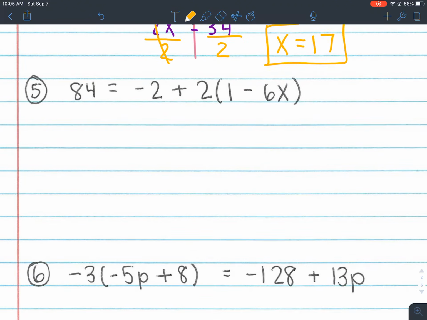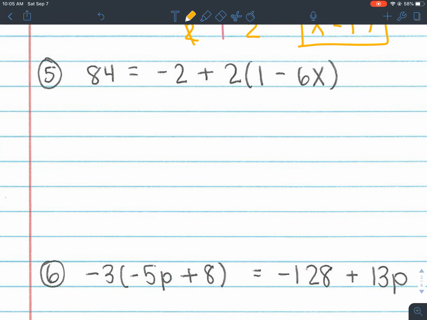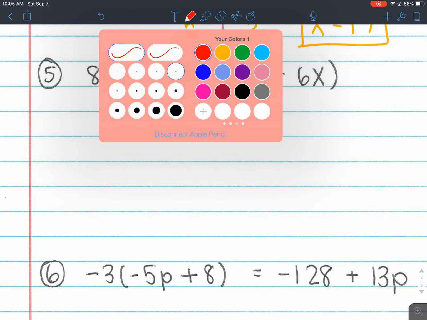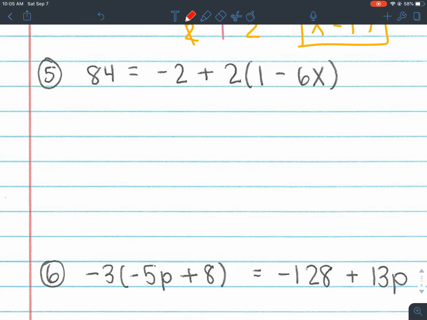All right, moving on to number 5. We have 84 equals negative 2 plus 2 times 1 minus 6x. Now, here's the thing that's going to stump you. You're going to want to do negative 2 plus 2 first, which is incorrect. Because remember, PEMDAS says, well, I'm going to use my PEMDAS skills. So I need to distribute and get rid of those parentheses before I can do negative 2 plus 2. So I need to multiply.